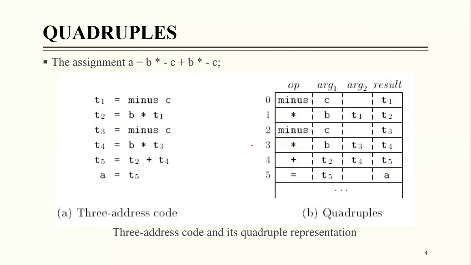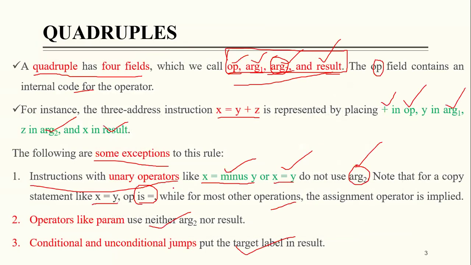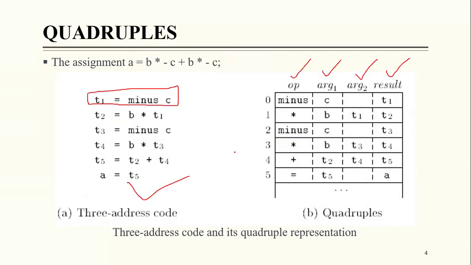Let's see how we implement this three address code in quadruple form. Already I told you that the quadruple form has four fields: operator, argument 1, argument 2, and result. Consider the first three address instruction, t1 = -c. In this unary operator case we will not consider argument 2, just remember this. So here the operator is minus and argument 1 is c. We will not use argument 2 for this unary operation, and the result is stored in t1.